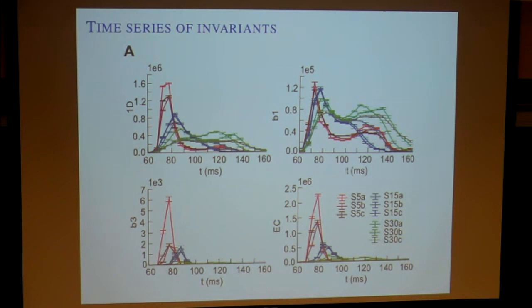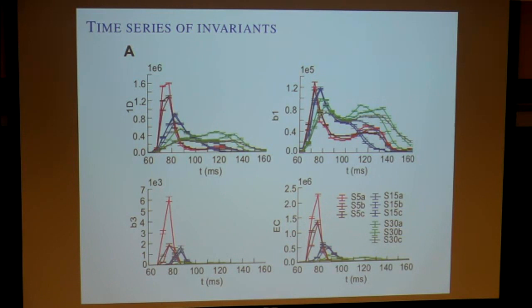Since we have a time series of subgraphs, we can get a time series of various topological invariants. We could count the number of edges, the number of 1 cavities, the number of 3 cavities, the Euler characteristic over time. And so these are our 9 different stimuli, from the most synchronous to the least synchronous, and we get these various patterns. And yeah, okay, we can see a difference between what's going on with these different stimuli according to these different topological invariants.